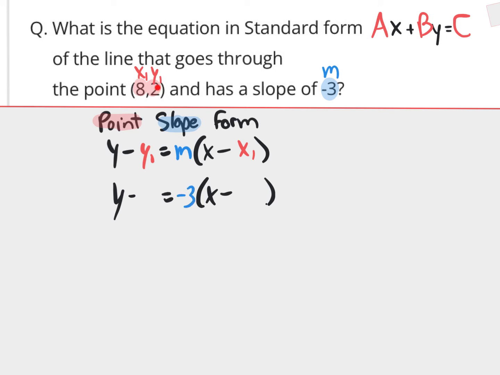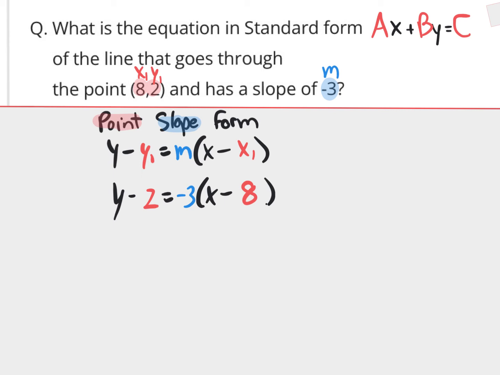The y1 value is 2. That goes right in here into the y1 spot, which means that 2 is going to go right in here into the y1 spot. That's a 2. And then we have the x1, which is 8, and the x1 is over here, so you're going to put an 8 right here. And that is your point slope form.